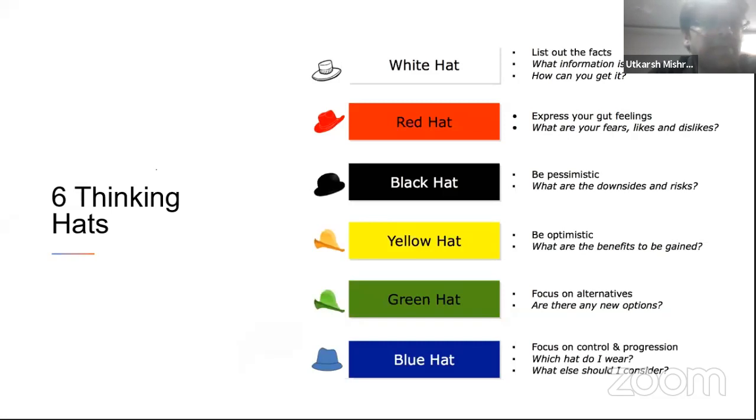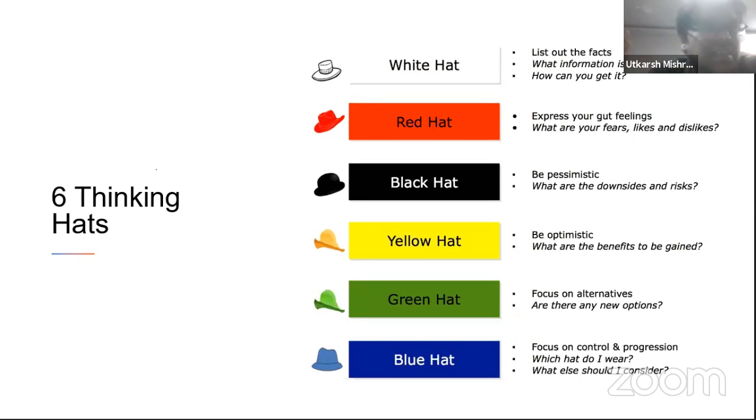So right now, let's suppose we talk about the problem of transportation. This will list out the facts, only facts, like how many people are living in the locality, what is the number of vehicles available, what is the daily transportation time, the mobility requirement. This will purely talk in numbers and facts, and the information we need to understand the problem. So what are the different numbers that we can collect while we are wearing the white hat?